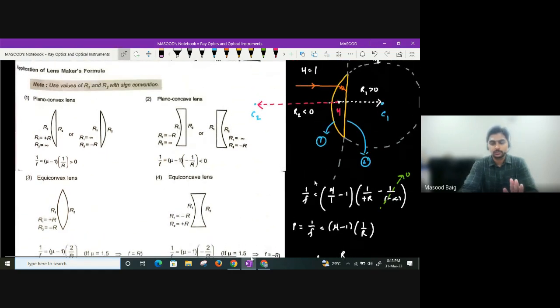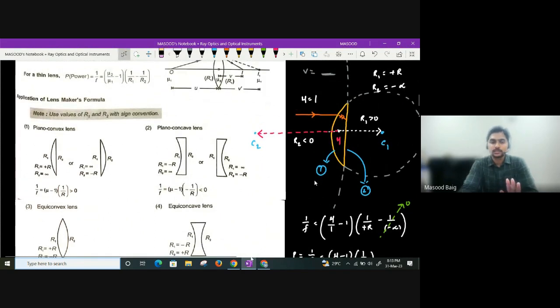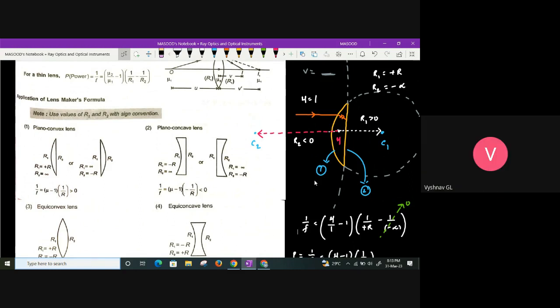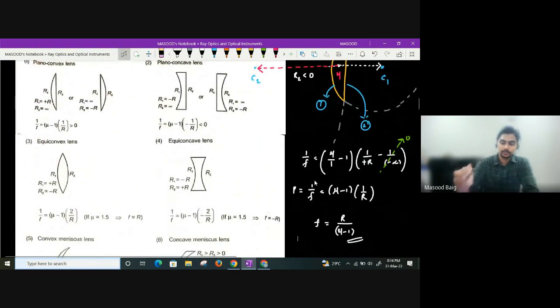I hope you have understood how to calculate the focal length of a lens. Understood, everyone? So I'm not discussing all cases. One case I have told. If you want, you can remember the cases, guys.